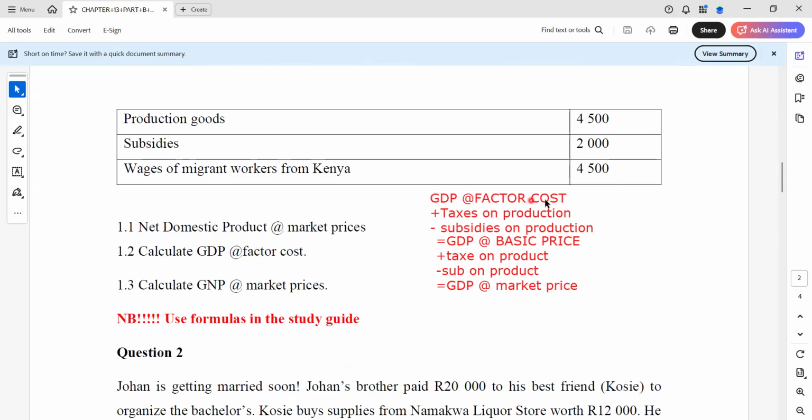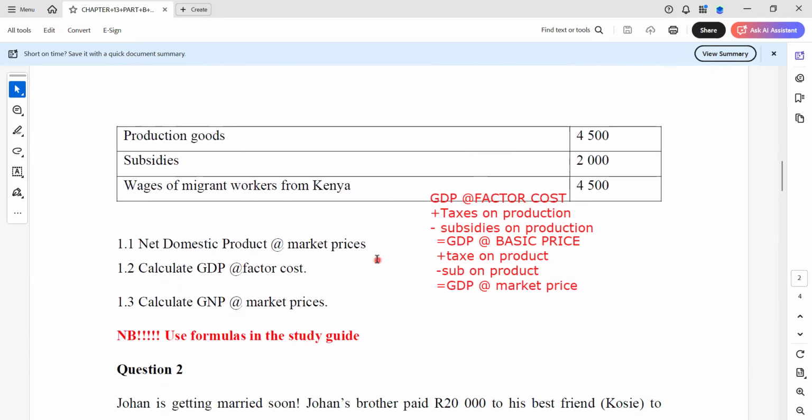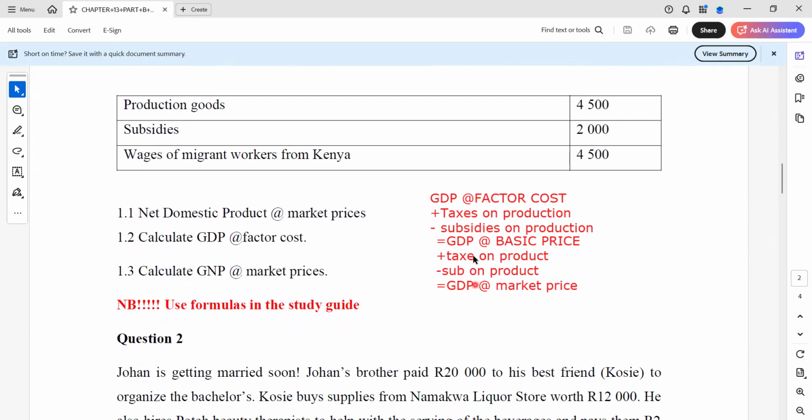So they want this GDP here, which is exclusive of tax on production, but inclusive of subsidies on production. And it's also exclusive of taxes on products, but inclusive of subsidies on product, right? Because remember, here we're given GDP at market prices, which is 45,000. So to get the GDP at factor cost, we need to go up.